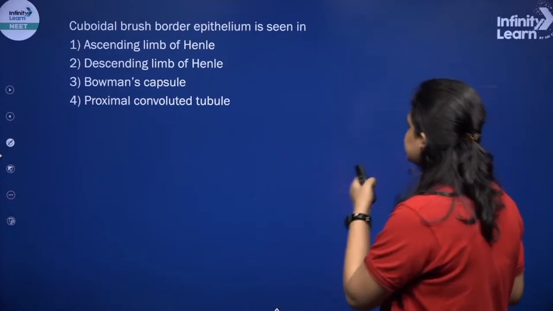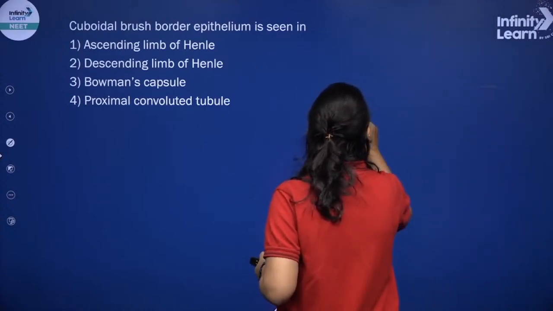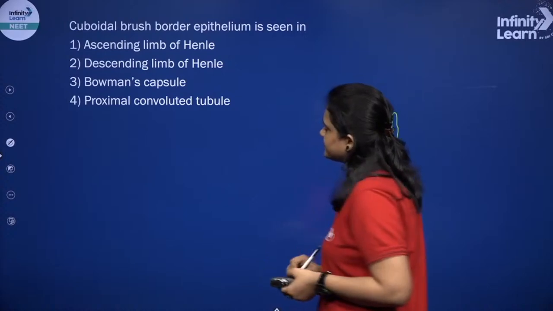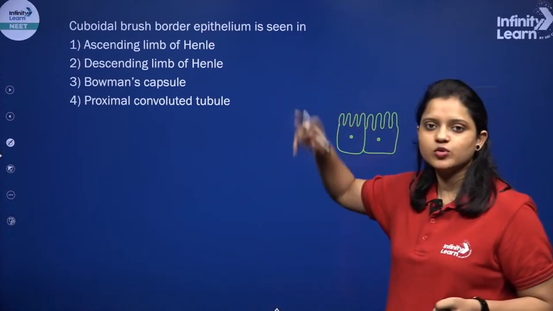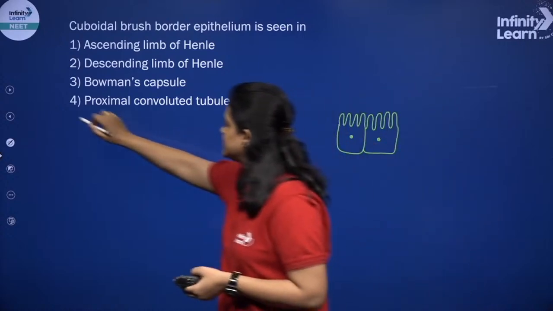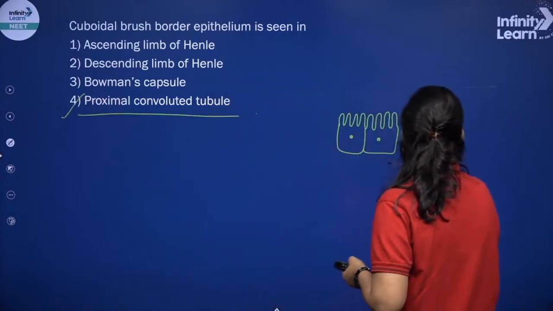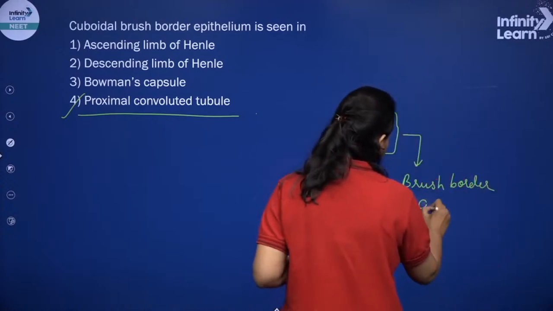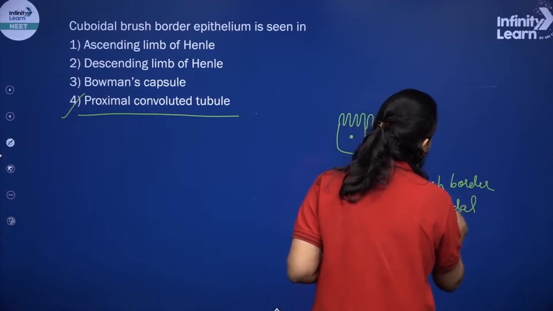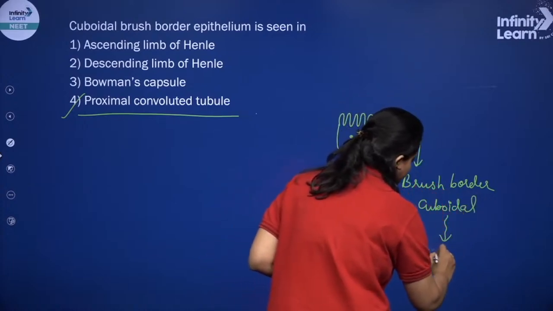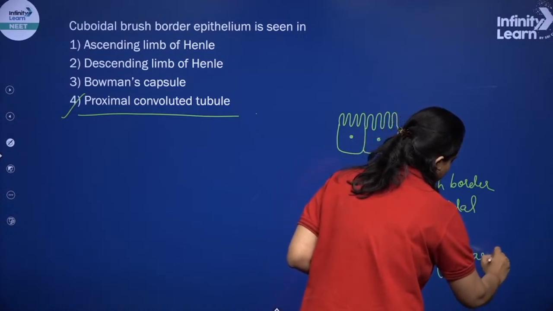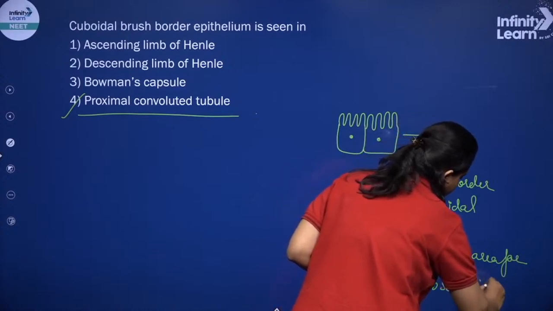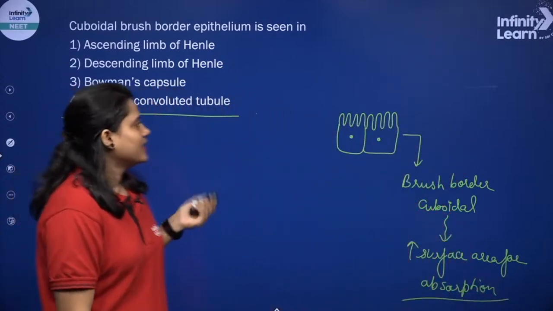Cuboidal brush border epithelium is seen in. So cuboidal brush border epithelium, right, will be seen in PCT. Ascending limb of Henle, no. Descending limb of loop of Henle, no. Bowman's capsule, no. Correct option will be proximal convoluted tubule. This is the brush border epithelium. Brush border cuboidal epithelium, and it will increase the surface area for absorption. Right? Let's see what is the next question.